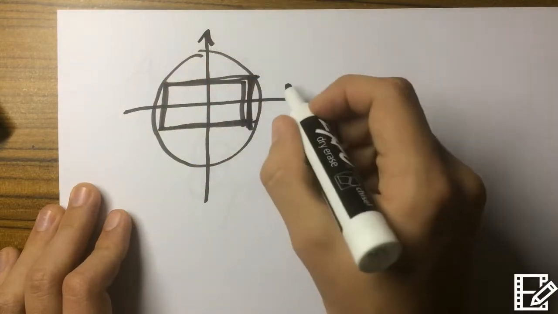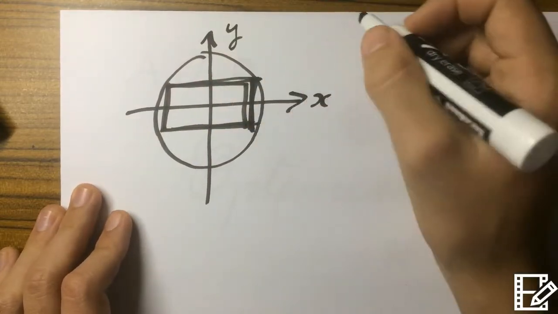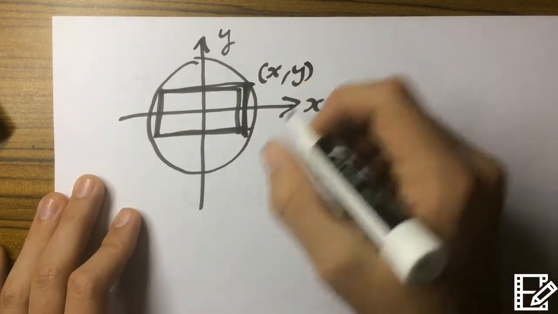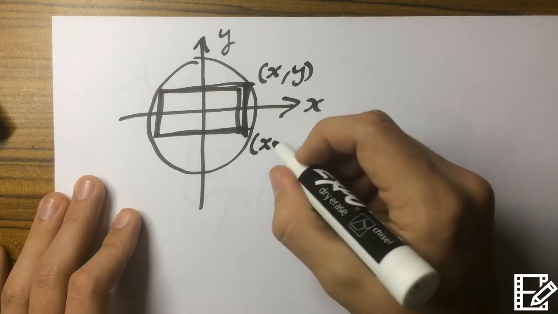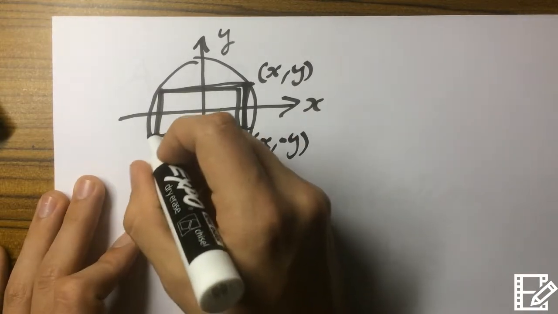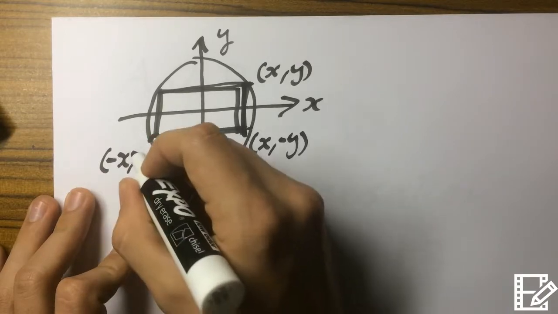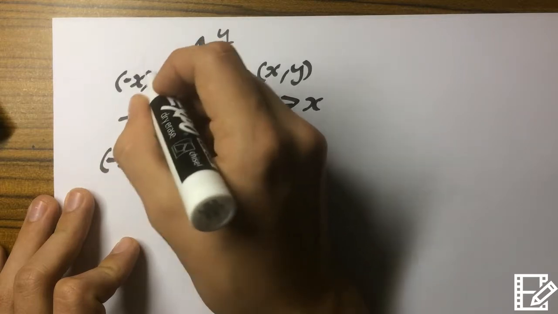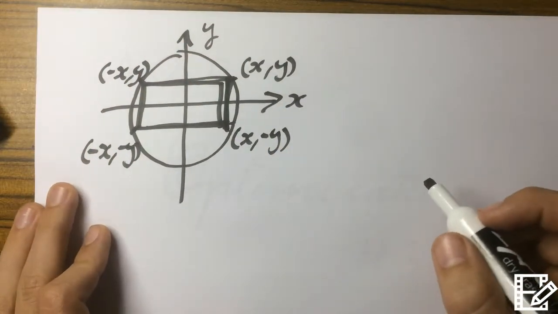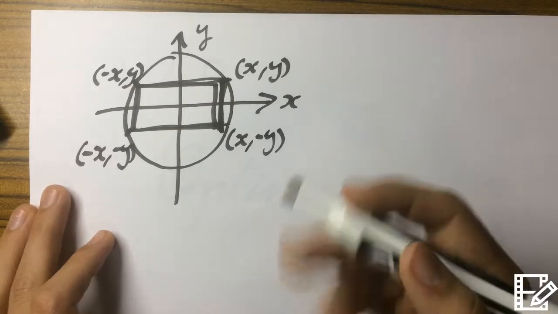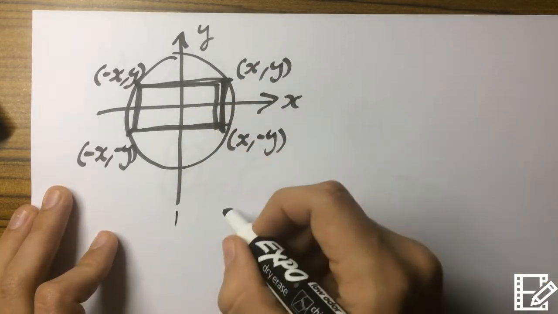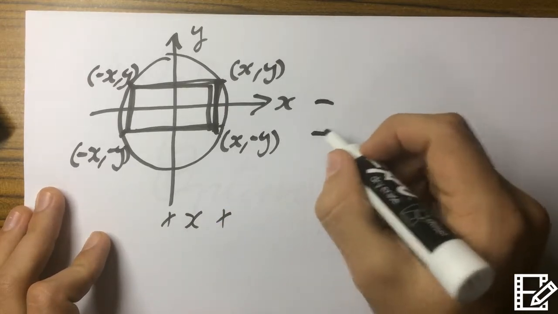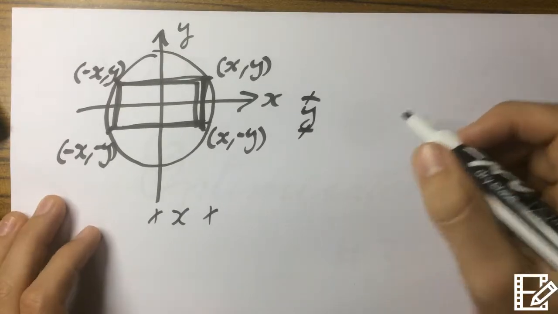So we're going to be using this in coordinates. We're going to have x and we're going to have y. This point here will be x, y. This point here will be x, negative y. This point here will be negative x, negative y. And this point here will be negative x, positive y. Basically, this distance is going to be x, and this distance is going to be y.